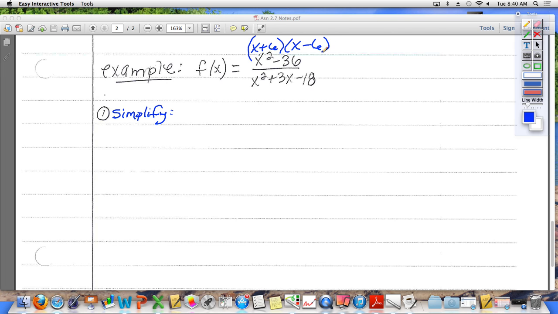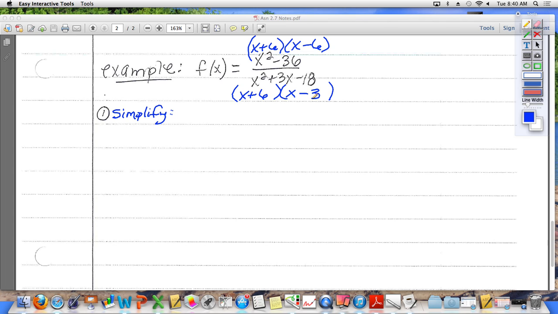And then on the bottom, what two numbers multiply to give you negative 18, and when you add them together, they get you 3? 6 and negative 3. Yes. So we have x plus 6, and we have x minus 3. Is there anything alike on the top and the bottom that I can cancel out? Yes, positive 6, there is.